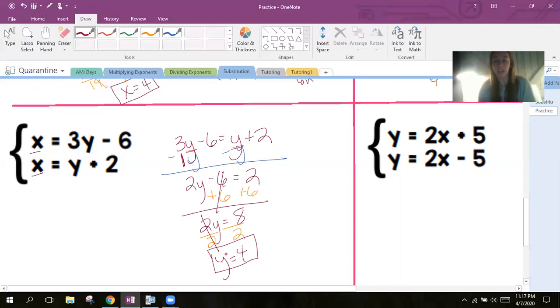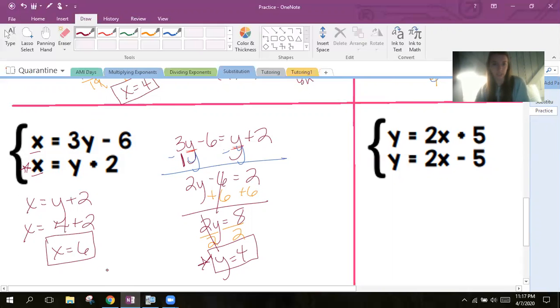Not too bad. Now, again, you have to solve for both variables, so I'm just going to choose an equation. This one looks easier: x equals y plus 2. Well, I know that y equals 4, so x equals 4 plus 2, so x equals 6. If we were to graph these two lines, they should intersect at (6, 4). And again, you can always check that on Desmos.